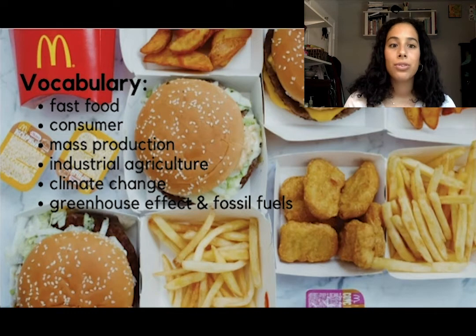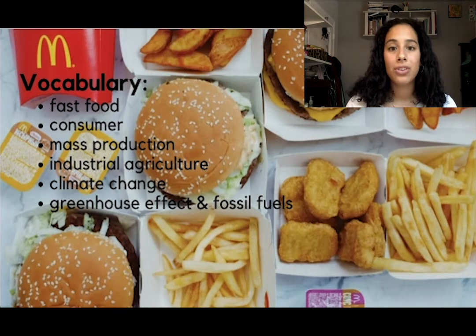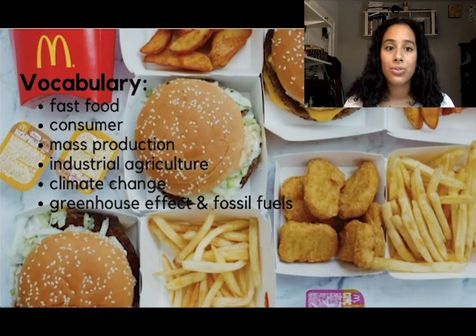A consumer is someone that buys something. When we talk about fast food consumers, we are talking about people who buy and eat fast food. When I mention mass production, I'm talking about the process in which a lot of stuff is produced really quickly. For example, a baker might make one cake in 2 hours, but if a factory mass produces cakes, they could make 50 cakes in 1 hour.